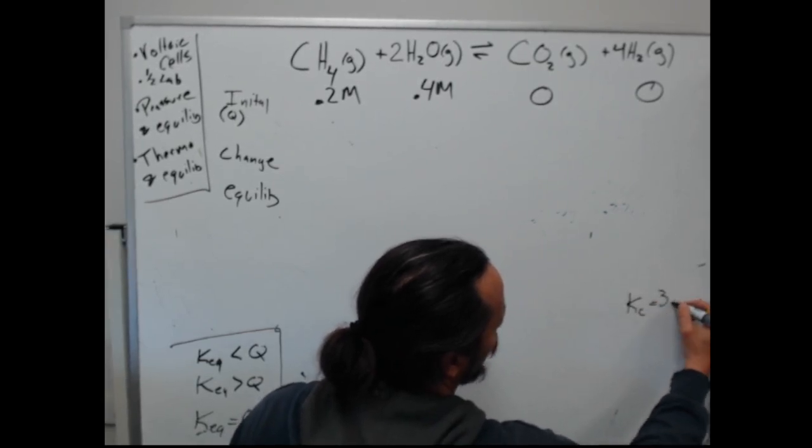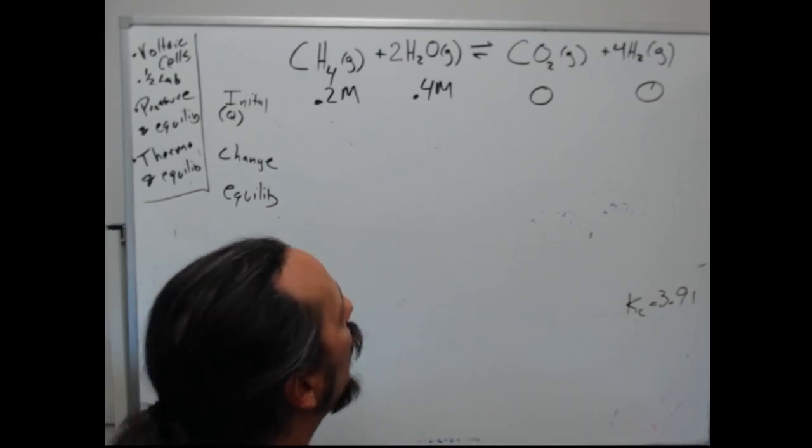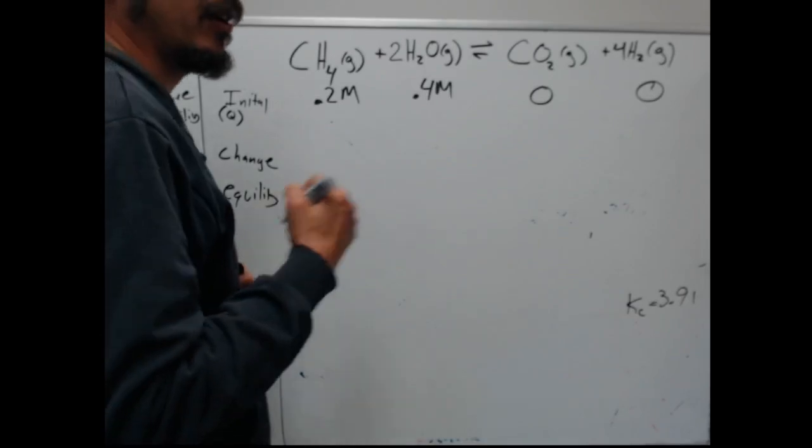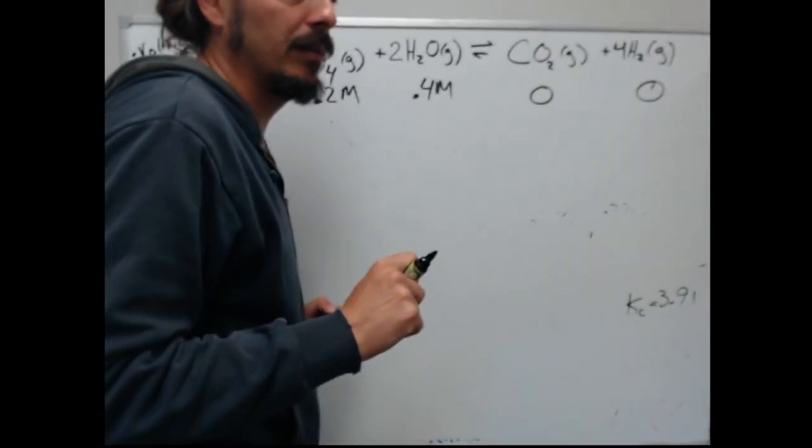KC is equal to 3.91 still. What if instead of starting with 0 CO2 and 0 H2O, what if we started with something? What's your favorite number?